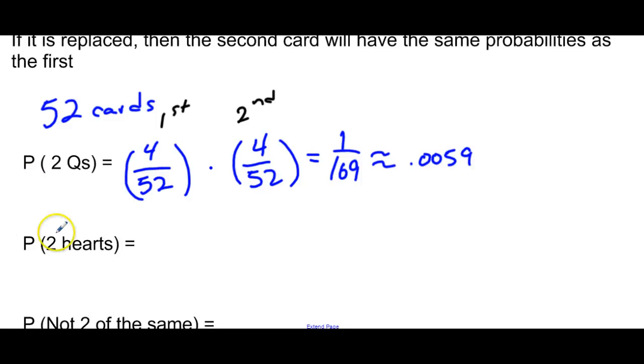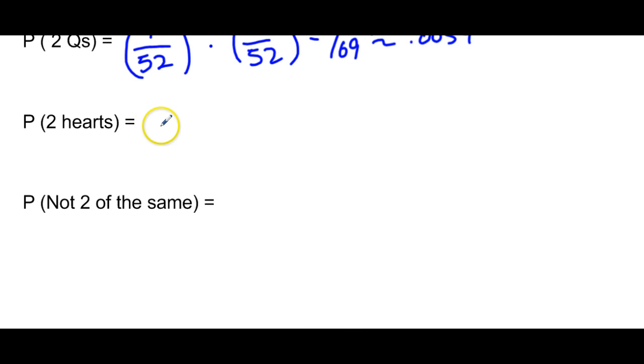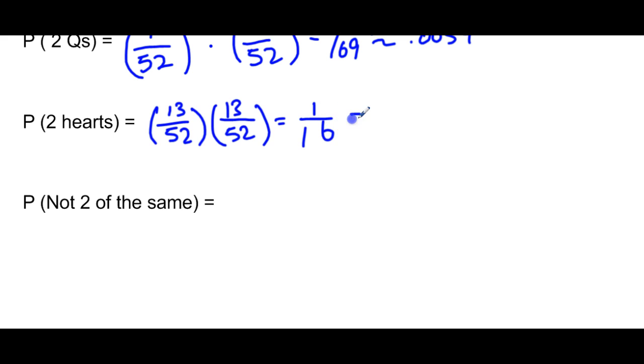All right, so let's do 2 of hearts. In this case, the first draw, there's 13 cards of hearts out of 52, right? You pick one, you put that back, you still have 52 cards, and you still have 13 hearts. So if we multiply that out and simplify, that's going to be 1 out of 16, which is 0.0625.